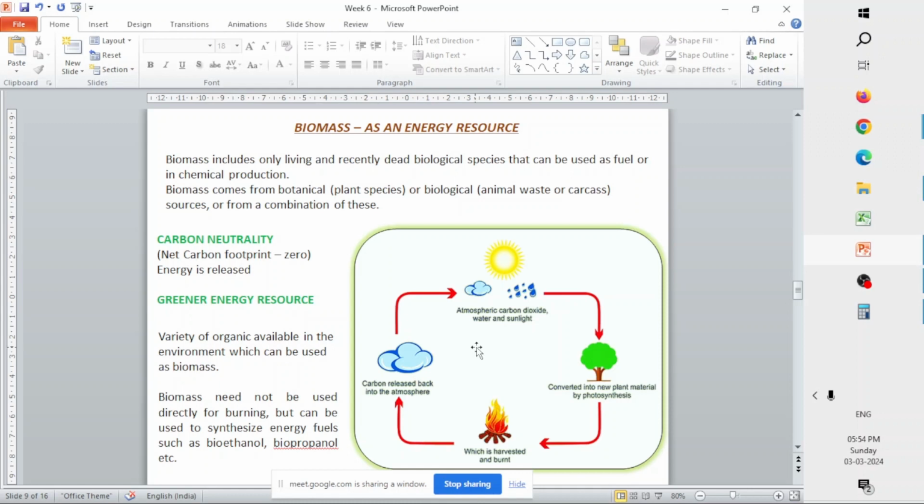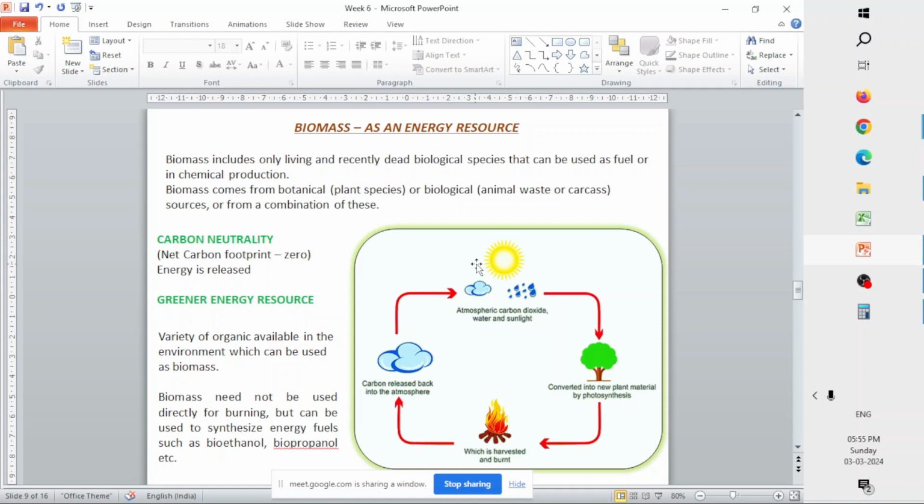If you see these plants, they take up carbon dioxide from the atmosphere, convert it into glucose or carbohydrates, and store it in them. So the biomass of these plants is obtained from the carbon dioxide present in the atmosphere through a process called photosynthesis. In photosynthesis, the carbon dioxide as well as the water molecules from the environment are taken up by the plants and then by the chlorophyll present in the plants, and both undergo a reaction in the presence of sunlight.